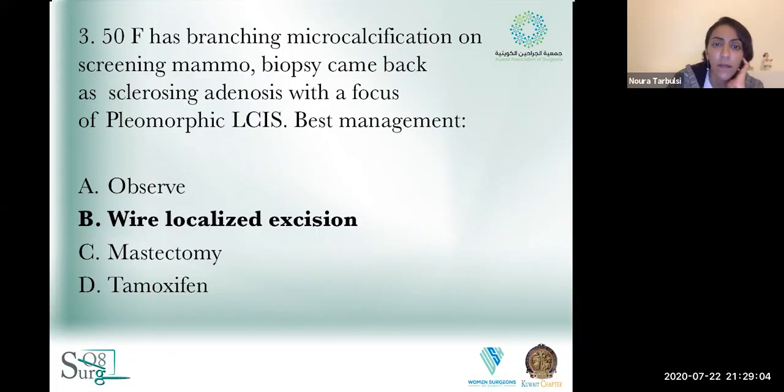A 50-year-old female has branching microcalcification on screening mammography. Biopsy comes back as sclerosing adenosis with a focus of pleomorphic LCIS. What should I do? Give them a few seconds to answer. Meanwhile, we'll look at the next question.